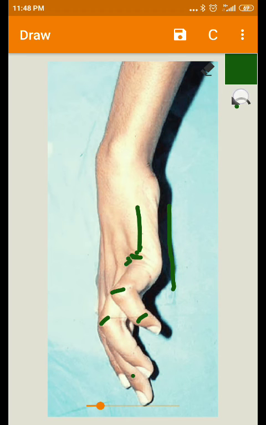The little finger is held in abduction by extensor muscles. The intermetacarpal spaces are hollowed out. You can see this hollowing. The intermetacarpal spaces are hollowed out due to the wasting of the interosseous muscles. What are the interosseous muscles? Palmar interossei and dorsal interossei.